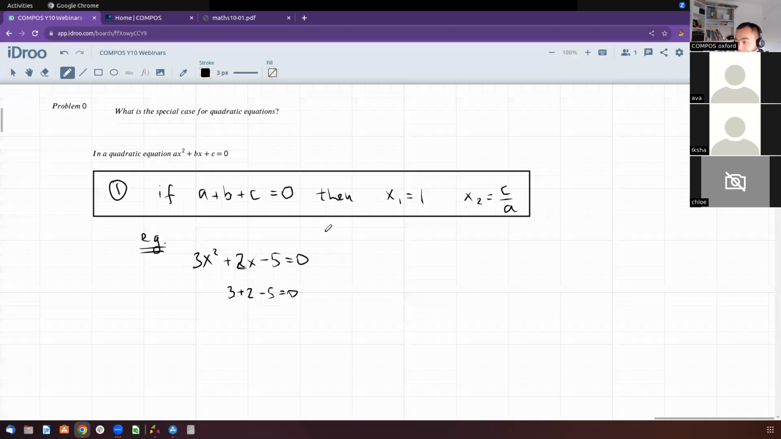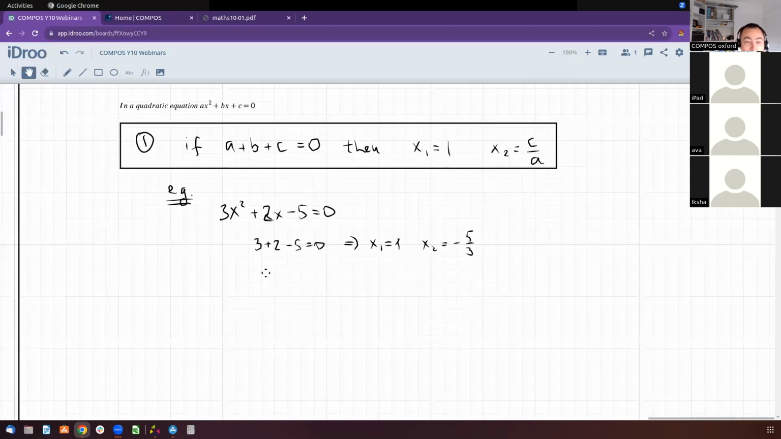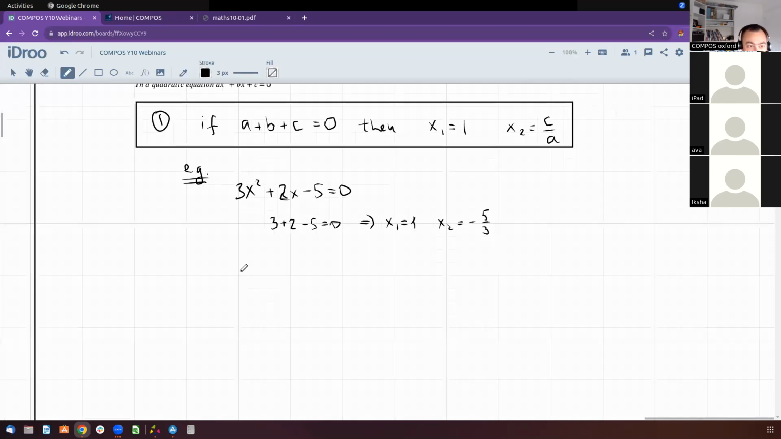I'll just demonstrate. We notice that 3 plus 2 minus 5 is 0, and that means it's special case number 1. The first solution, x1, is 1, and x2 is c over a, which is minus 5 over 3. You would be surprised to learn how often it works.